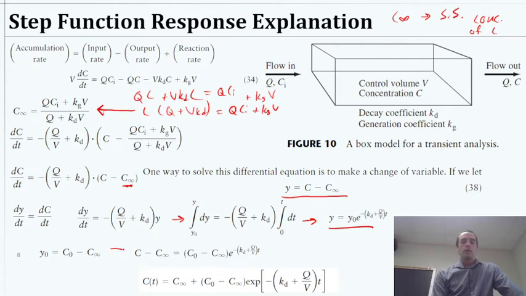And from there, they plug things in and say, okay, well, c minus c naught, or excuse me, c minus c infinity is equal to c naught minus c infinity times e to the minus that stuff.